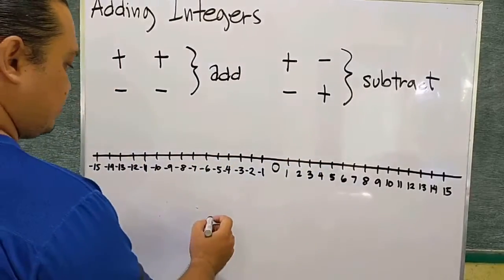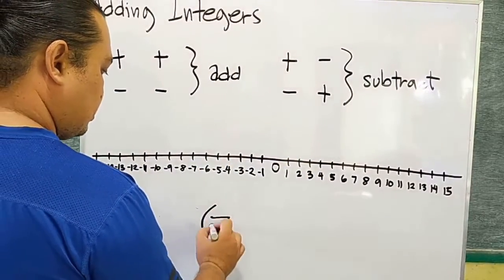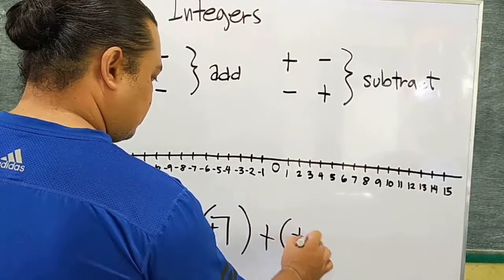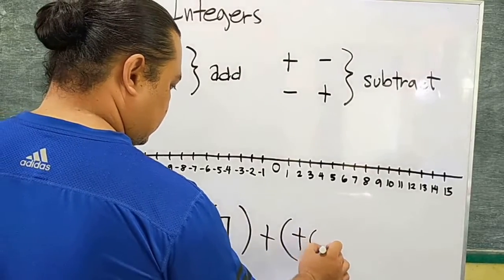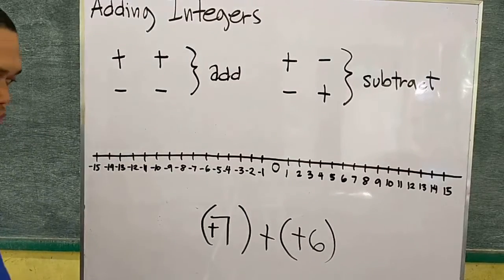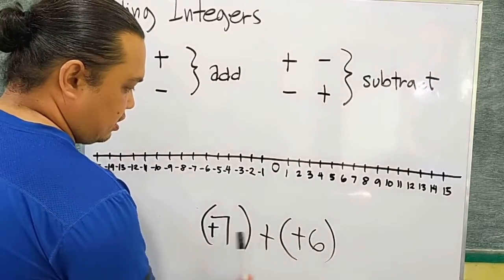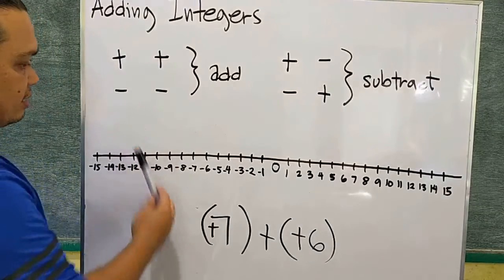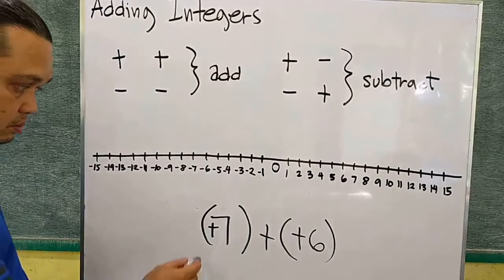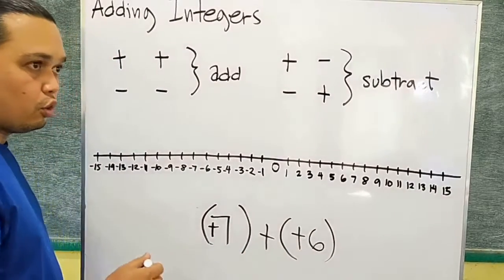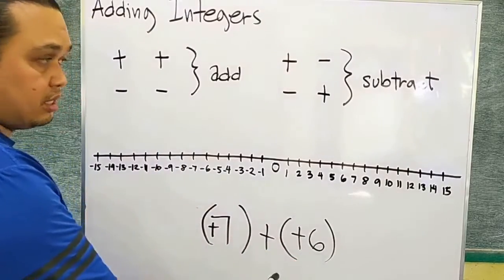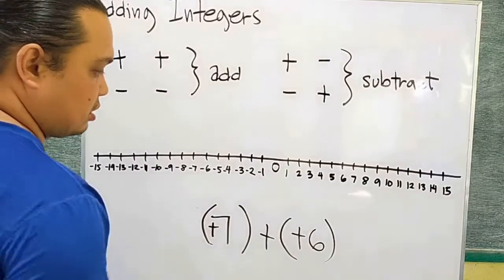We have here positive 7 plus positive 6. So we are adding two positive integers. They are like integers because they have the same symbol, which is positive. So all we need to do is add the numbers and copy their symbol, which is positive.